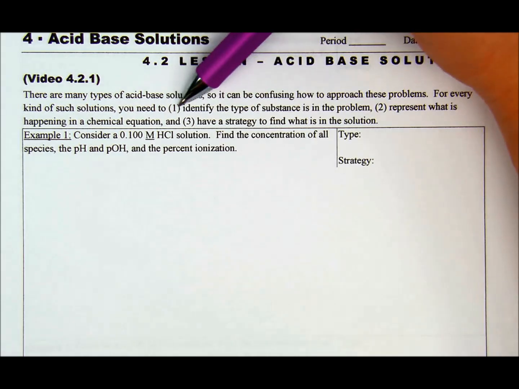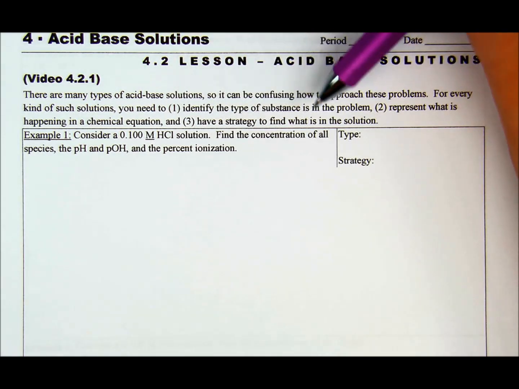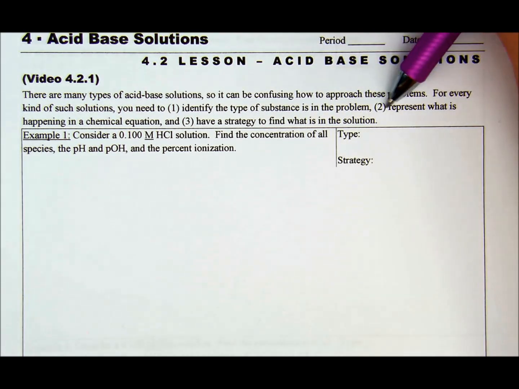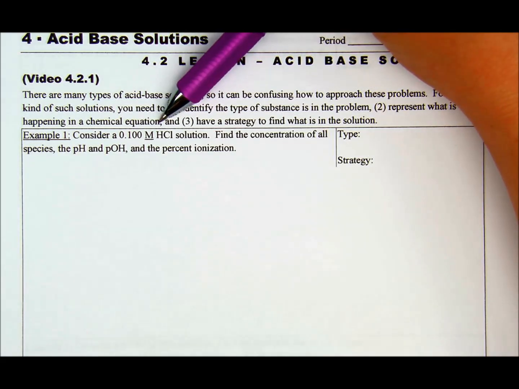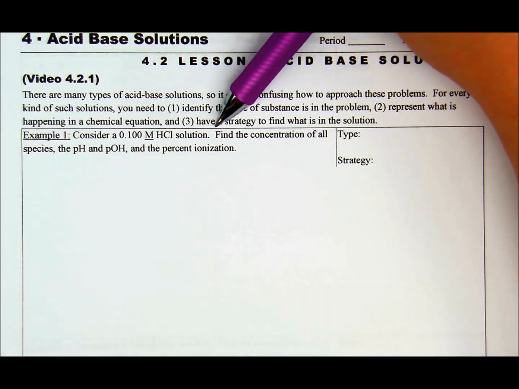For every kind, you need to: 1. Identify the type of substance in the problem. 2. Represent what's happening in a chemical equation, so you're always going to have to write an equation. And 3. Have a strategy, so I'm going to teach you how to do that today.